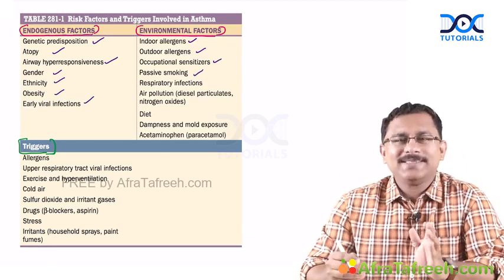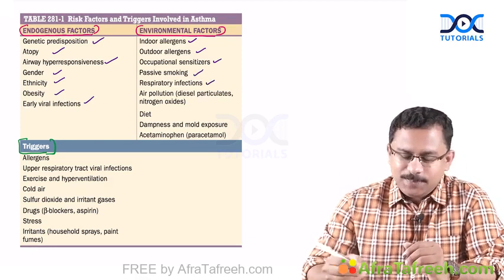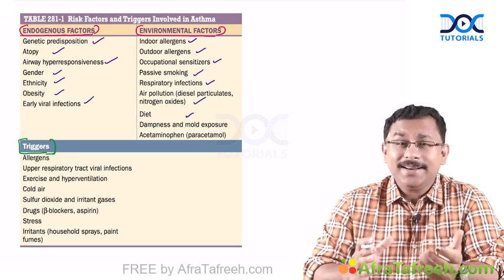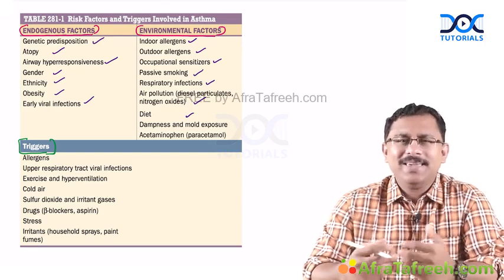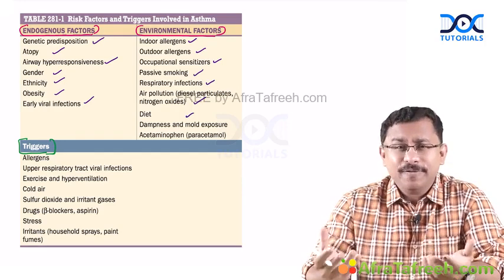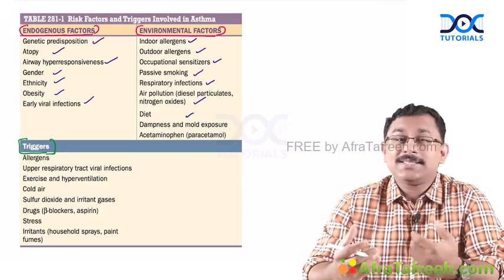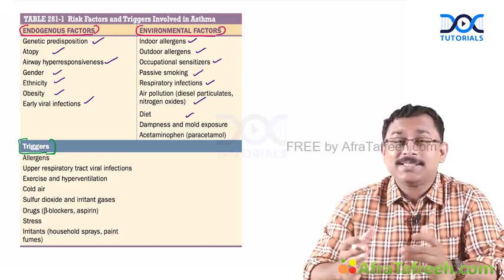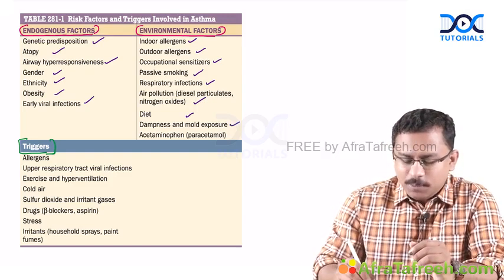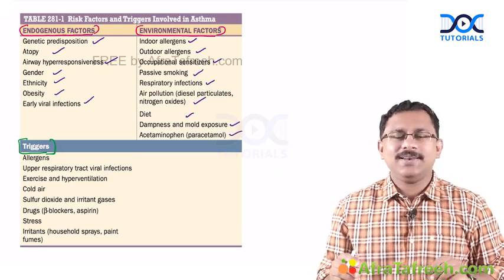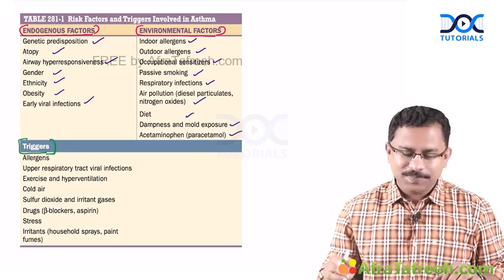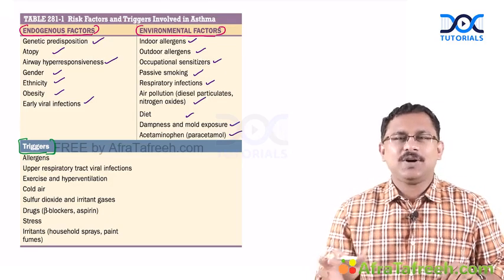Passive smoking again is a very important risk factor. Respiratory infections, air pollution. For some individuals, there may be dietary triggers as well. For some, it may be egg, for someone else prawns, shellfish. All these can act as risk factors for development of asthma. Then dampness and mold exposure, and for some individuals even drug allergies can contribute to an asthmatic episode. So there are various factors causing this.